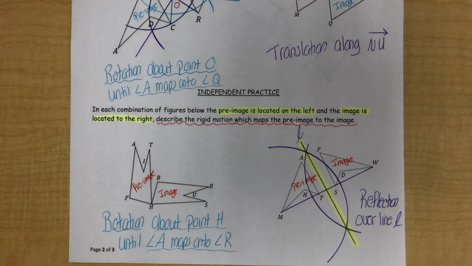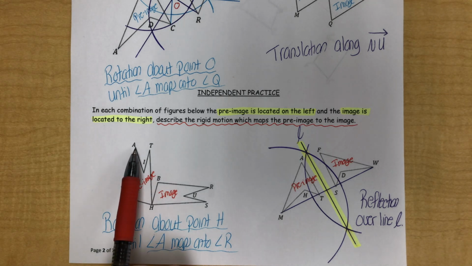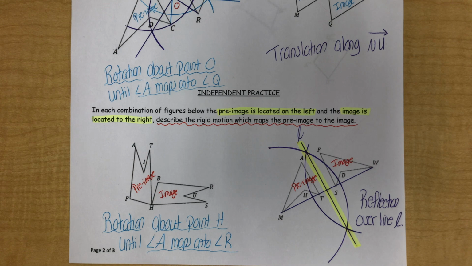So as I look at number 1, I have to identify what rigid motion was taking place, and it's a rotation. This looks like a building that kind of fell on its side. It looks like it turned. A turn is a rotation. Where am I rotating? About point H. So H is my center of rotation. And where should I turn? Where am I going to end up? Well, I'm going to turn until angle A maps onto angle R, because angle A and angle R correspond. This is at the top on the left. This is also at the top on the left. All right, that was number 1.